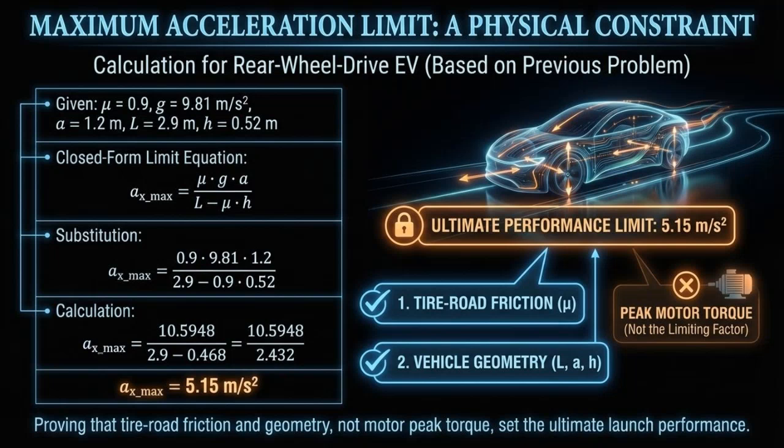Using a friction coefficient of 0.9, we substitute mu equals 0.9 into the closed form acceleration limit. The maximum achievable longitudinal acceleration becomes AX maximum equals 5.15 meters per second squared. This result proves that tire road friction and vehicle geometry, not peak motor torque, set the ultimate launch performance of the car.